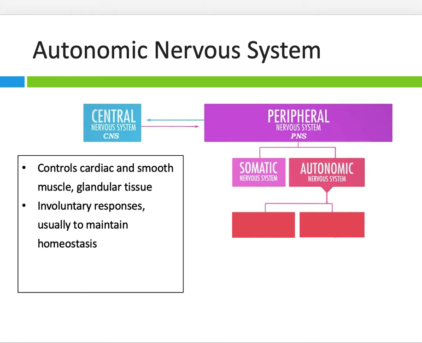Next, you have the autonomic nervous system. In contrast to the somatic nervous system, this is going to control involuntary responses, usually to maintain homeostasis. So here we're talking about the other effectors, which are the cardiac muscle, the smooth muscle, and your glands. So these are things like your heart, the muscles within your digestive tract, and your sweat glands.